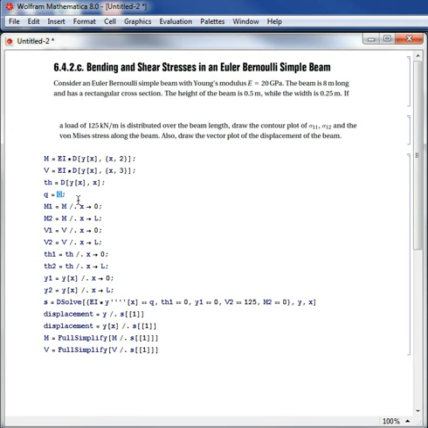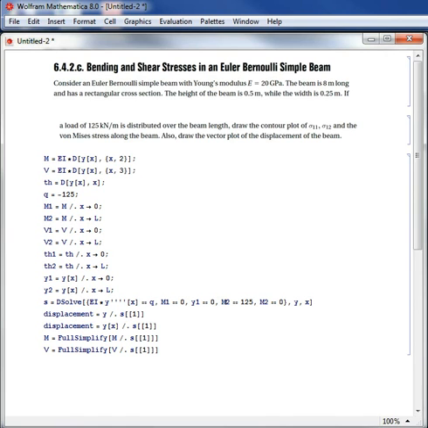Q, the distributed load, is equal to negative 125 kilonewton per meter. The height of the beam is 0.5 and the width is 0.25. M1 is the moment on the left, M2 is the moment on the right, V1 is the shear on the left, and likewise on the right, rotation on the left, rotation on the right, displacement on the left, and displacement on the right. Solve the differential equation of equilibrium. The boundary conditions for this problem are different. This is a simple beam. Simple beam means the moment on the left is 0 and the deflection on the left is 0.